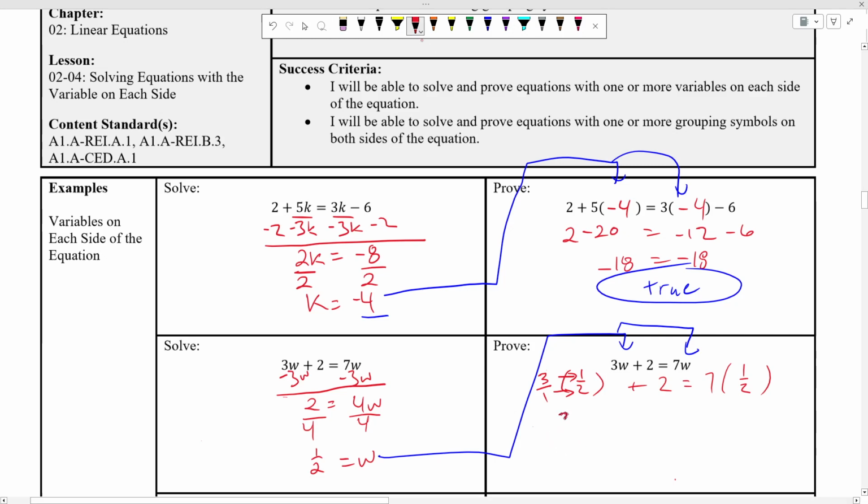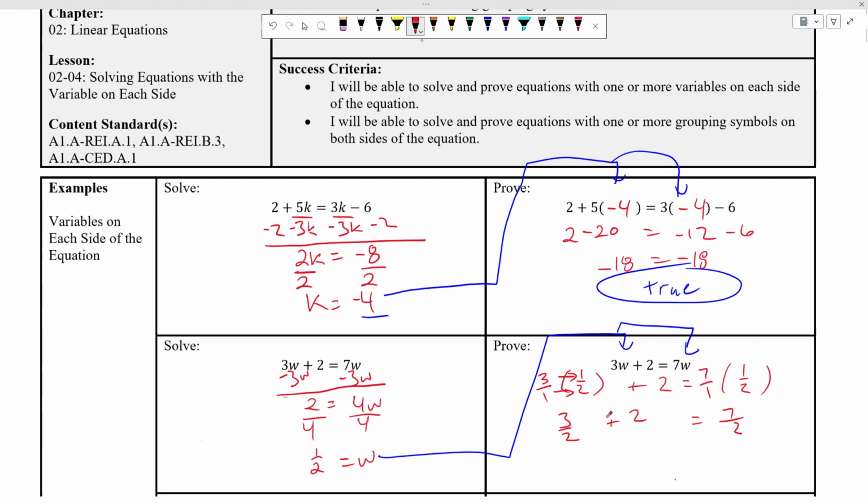Anyways, let's continue. So this is 3 halves plus 2 equals, again, I'm going to envision this to be a 7 over 1, and that makes it more clear to me that I have a 7 over 2 situation. Okay, wonderful. Let's see now.